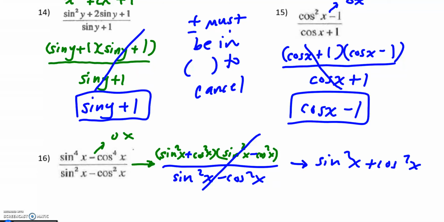And how exquisite indeed that sine squared x plus cosine squared x is the identity, so that just equals 1. What a wonderful example to end on. My answer is just 1.